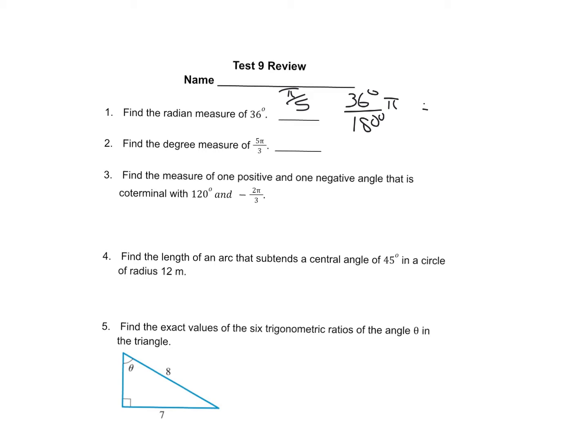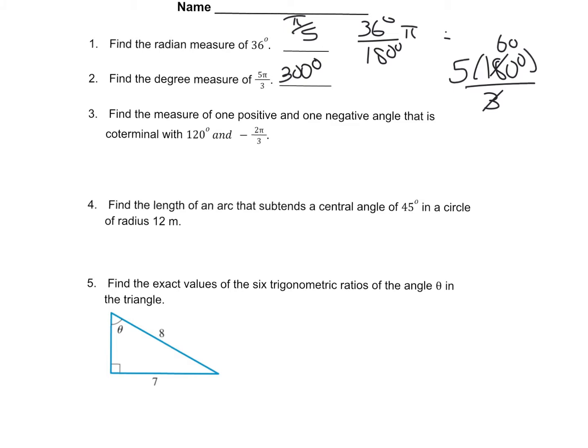And number 2, find the degree measure of 5 pi over 3. Remember, pi radians is the same thing as 180 degrees, so you can just substitute the 180 right there. 3 goes into 180 60 times. 5 times 60 is 300 degrees. So 1 and 2, those are the short methods. I think we went over the long way in class today, so you should be fine there.